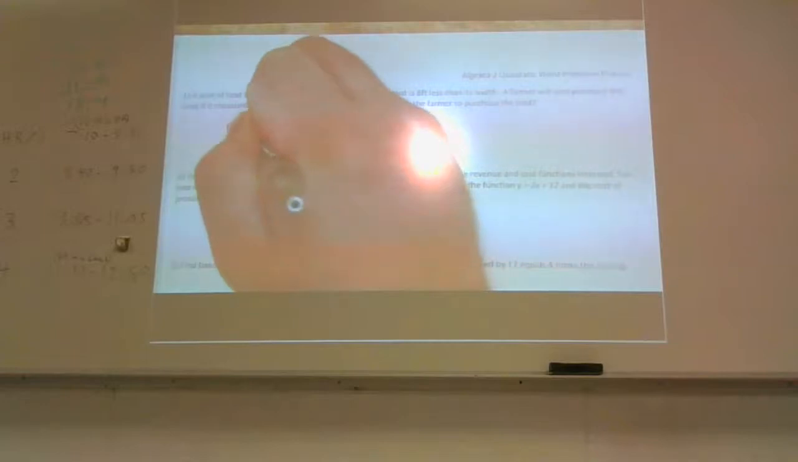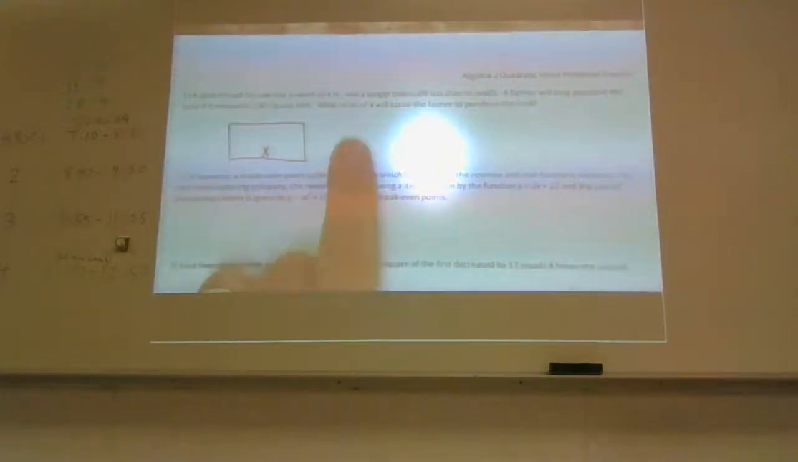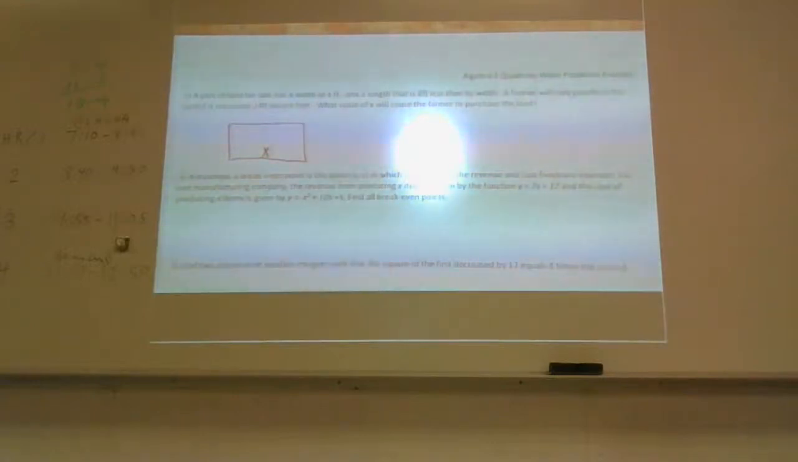Length, width, doesn't matter. One side of it has a length of x. What do I label the other side? It says that the width is x and the length is 8 feet less than the width.